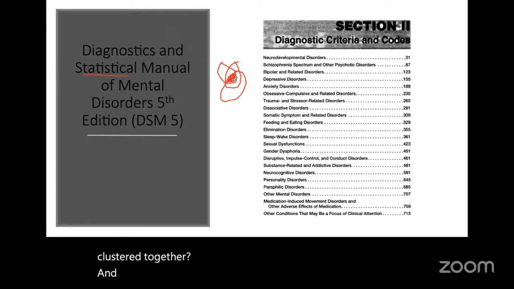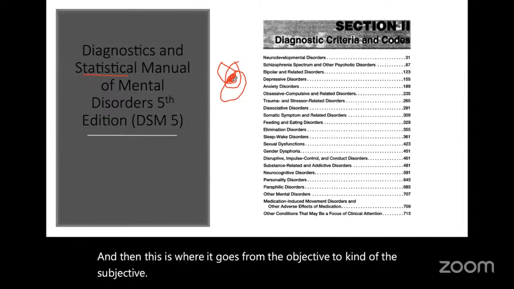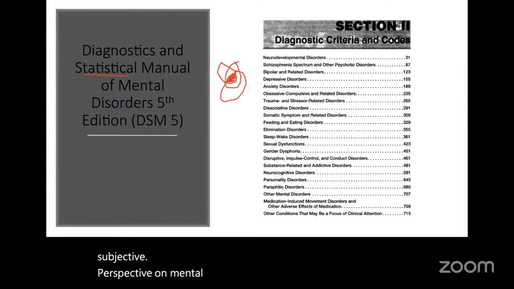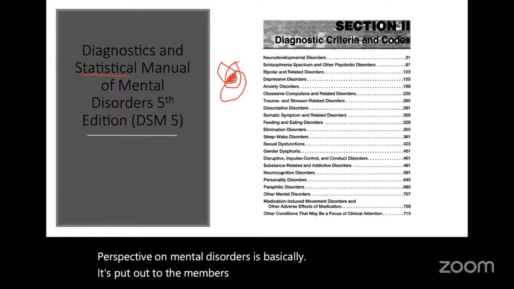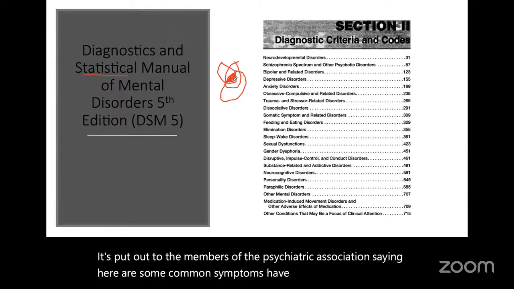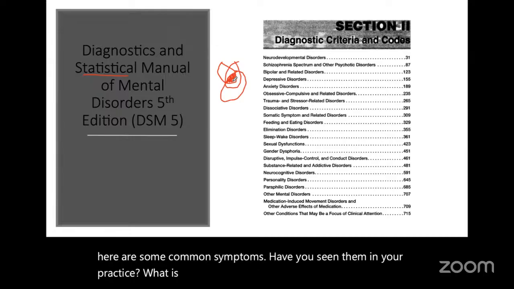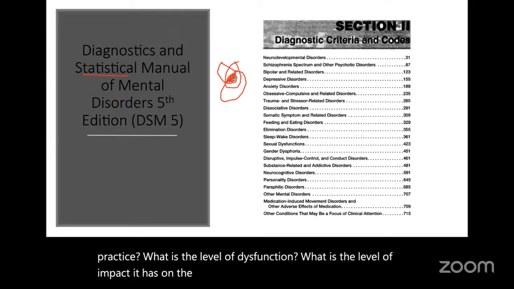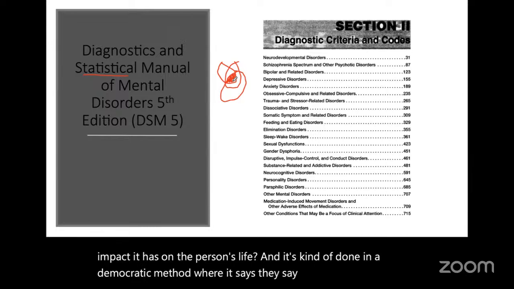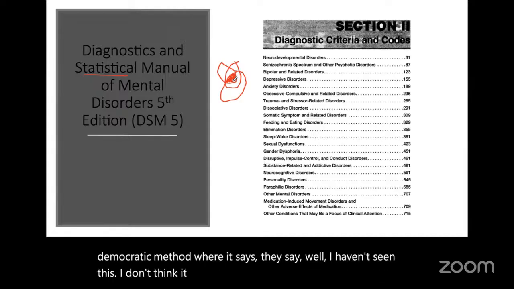And then this is where it goes from the objective to the subjective perspective on mental disorders. Basically it's put out to the members of the psychiatric association saying, here are some common symptoms. Have you seen them in your practice? What is the level of dysfunction? What is the level of impact it has on the person's life? And it's done in a kind of democratic method, where they say, well, I haven't seen this, I don't think it should belong in the DSM, and they do a democratic vote.